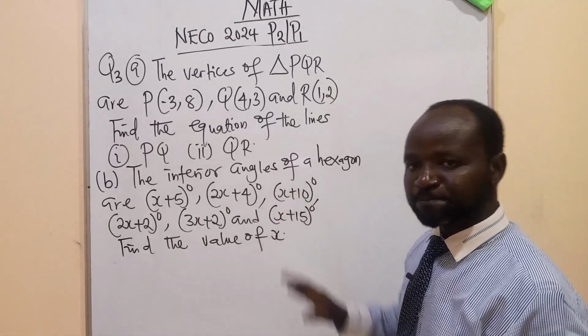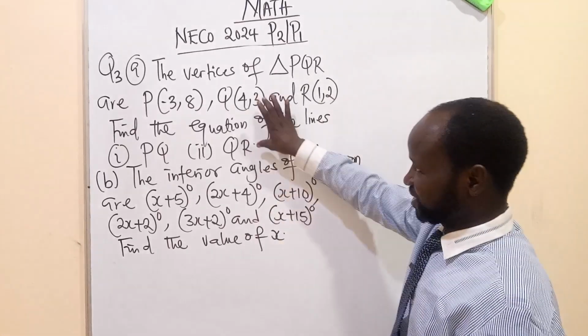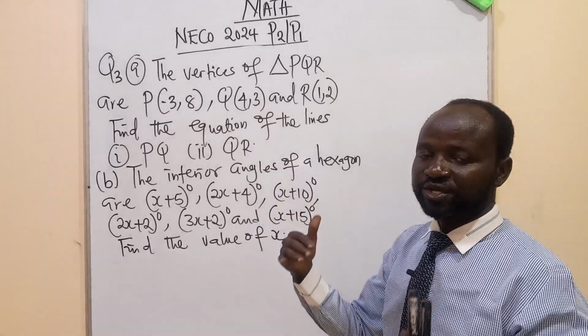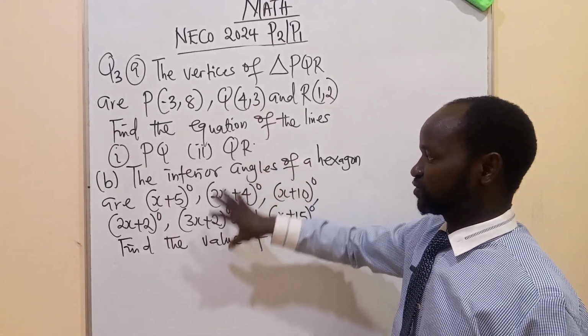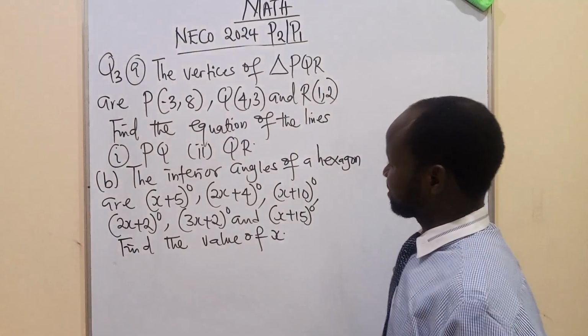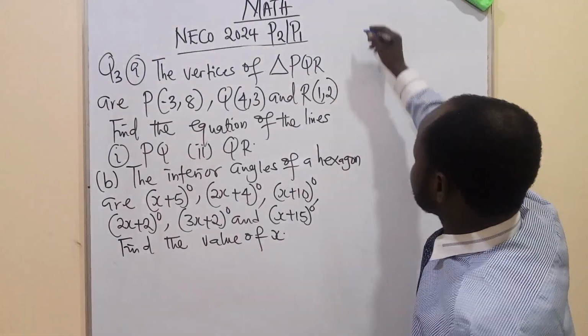First thing to do is to identify which topic each question is from. Of course, question A is from coordinate geometry. Then question B is from angles in a polygon. Let's look at how we can solve this.